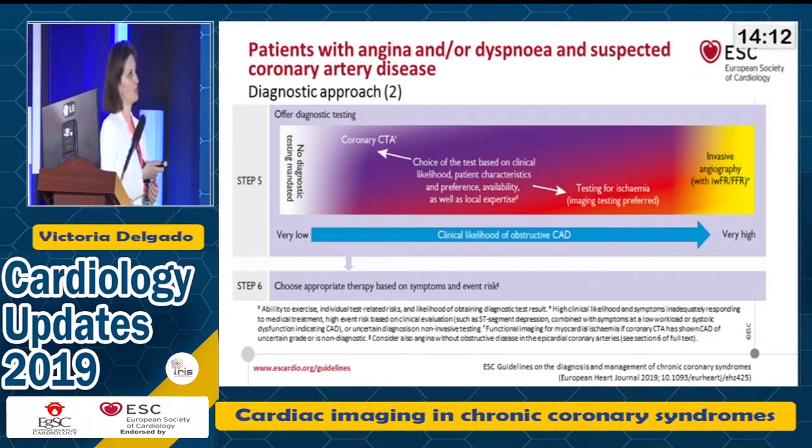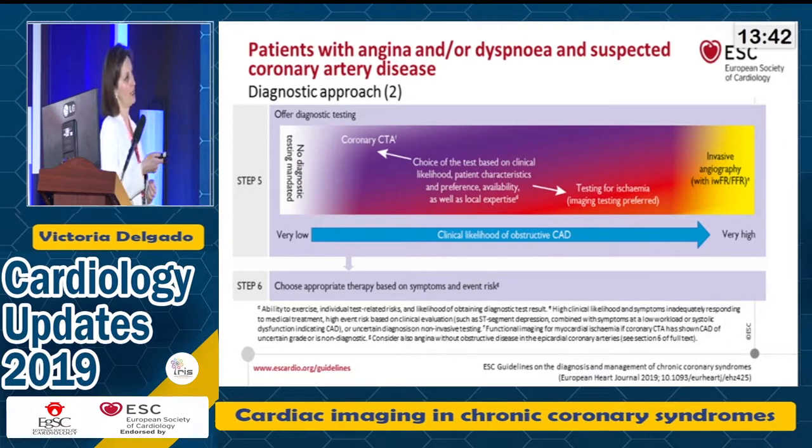And what do the guidelines recommend in patients with a low likelihood of obstructive coronary artery disease? So this is one of the schemas that you can also find in the guidelines. Here you see the clinical likelihood of obstructive coronary artery disease from very low to very high. And here you see the diagnostic imaging techniques that we can choose, always based on the clinical likelihood, the patient characteristics and preference, the availability in your center, and also the local expertise. These need to be taken into account.